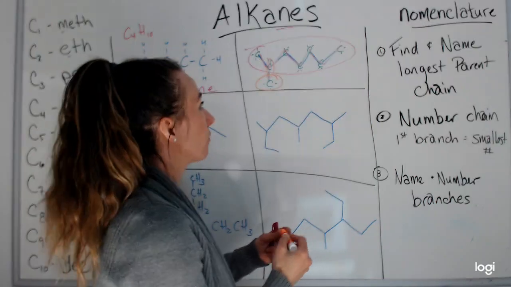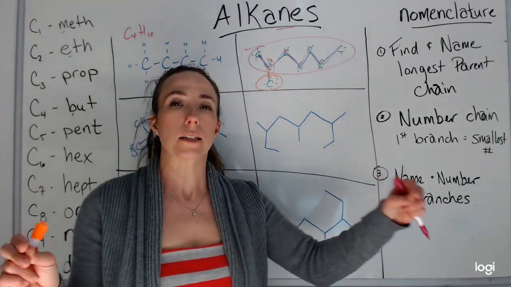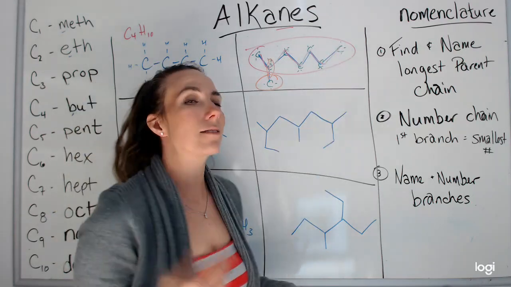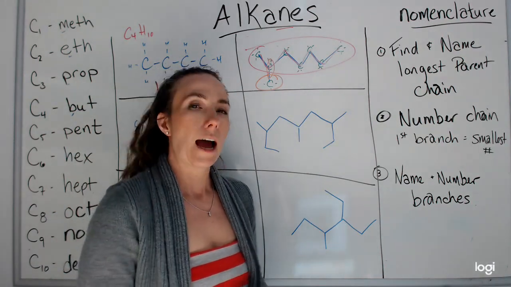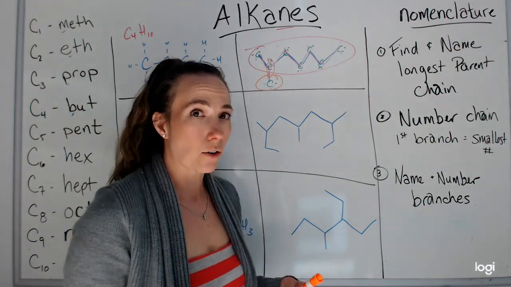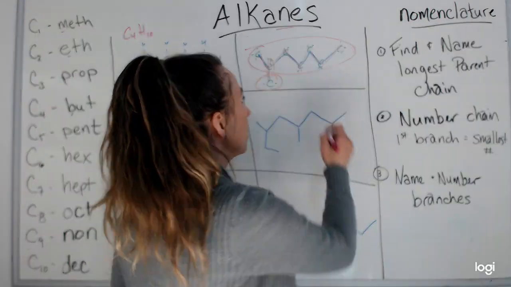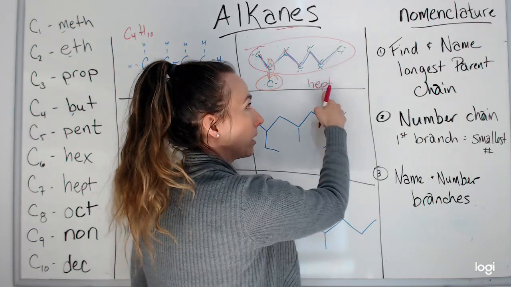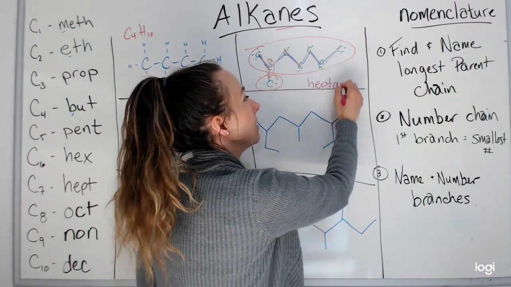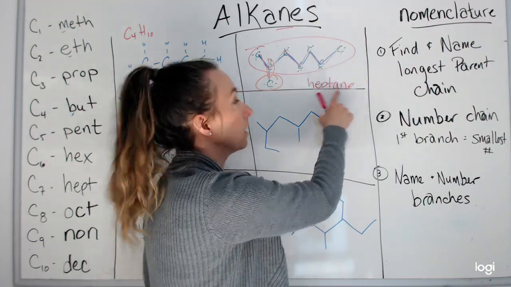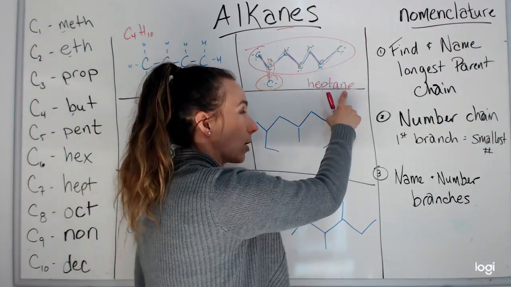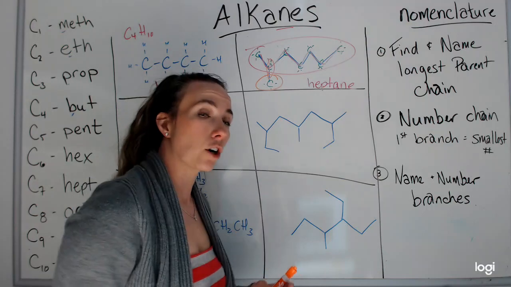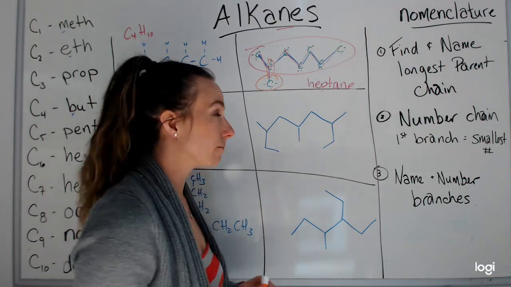Okay. So first of all, how long is my chain? 1, 2, 3, 4, 5, 6, 7. It is 7 carbons long. How do I say 7 in organic chemistry? I say hept. So I'm going to say the longest chain is 7 carbons, and they are all singly bonded. 7 carbons, singly bonded.